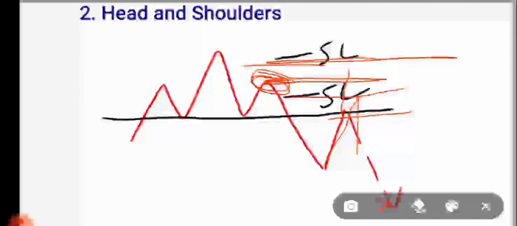You've invalidated this head and shoulders pattern. So once you place it above the shoulder, that is most reasonable. Once it goes above the shoulder, it's not a head and shoulders pattern. So it has become invalidated. We can say this setup is invalidated. We are ready to take the loss.